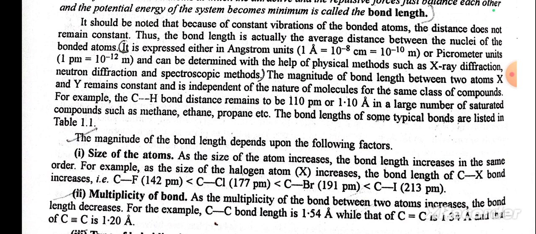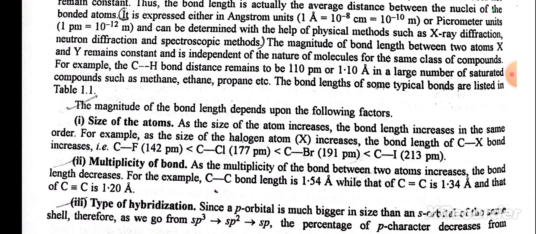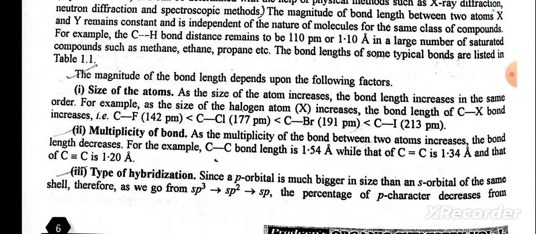The bond length between the two atoms X-Y remains constant, independent of the nature of the molecule or class of the compound. For example, the C-H bond distance remains 110 picometer in a large number of saturated compounds such as methane, ethane, propane. The bond lengths of some typical bonds are listed in Table 1.1.